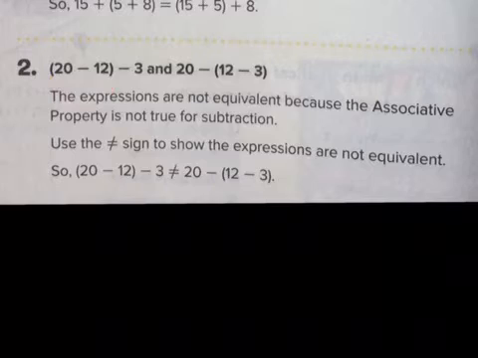Take a look here. This is associative property again, not commutative, but associative because we're associating different numbers together. We're grouping them. The expressions are not equivalent because the associative property is not true for subtraction. Okay, so we have 20 minus 12, which is 8, minus 3 is 5, right? But over here we have 12 minus 3, which is 9, and then 20 minus 9 is 11. So on this side we have 11, while on this side we have, did I say 5? Yes, 5. So clearly they're not equivalent, and we use the non-equivalent sign.